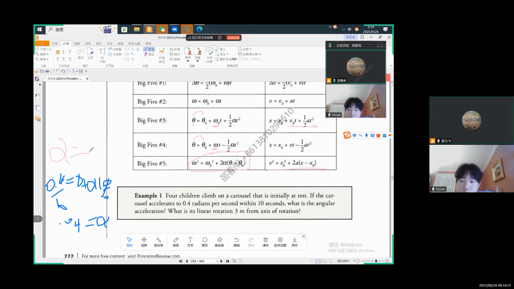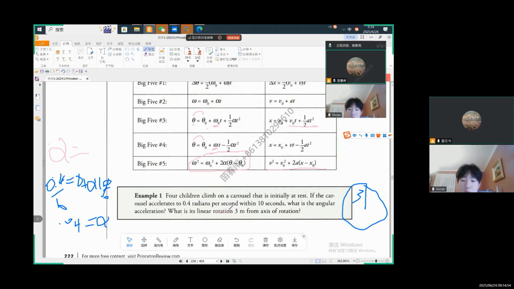I think it's 3 meters, so like that. Yes, three. Oh, and then it's asking for the arc length. Well, I think it's asking for linear acceleration. You should read this. What is angular acceleration? And then what is its linear acceleration? I think it's a typo.